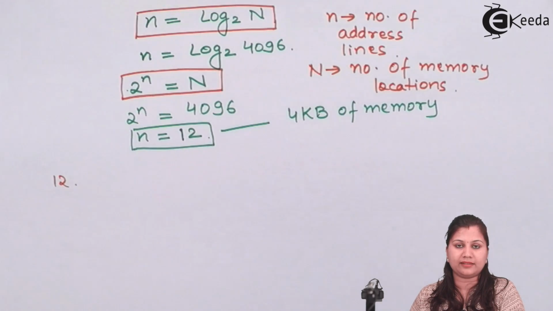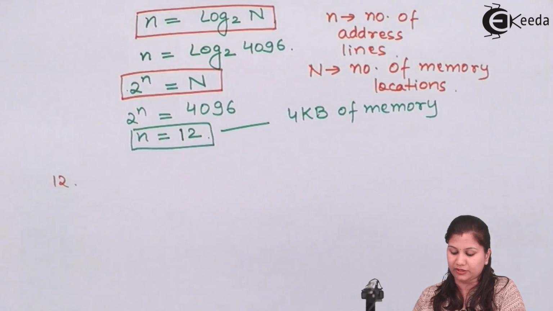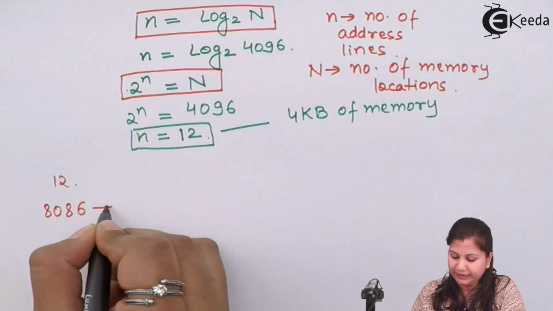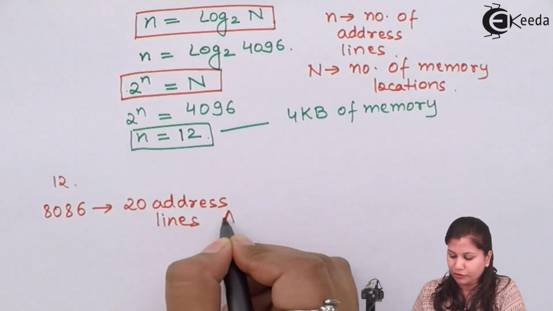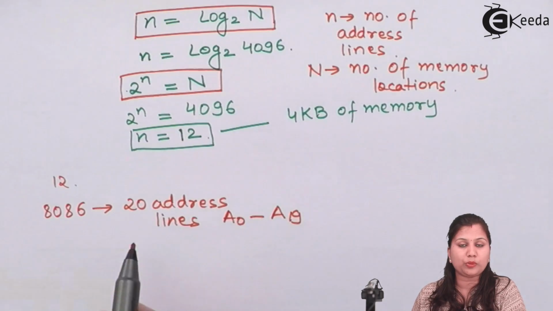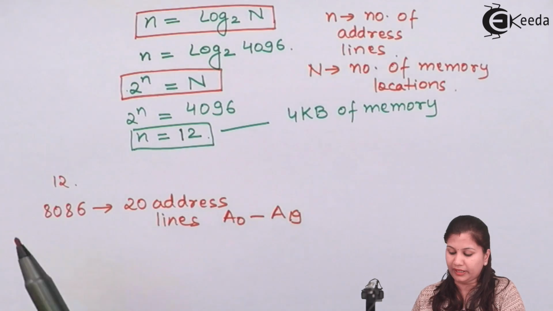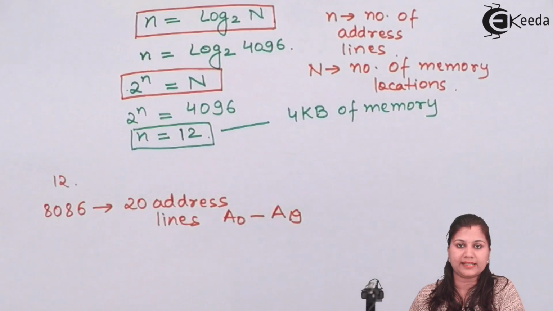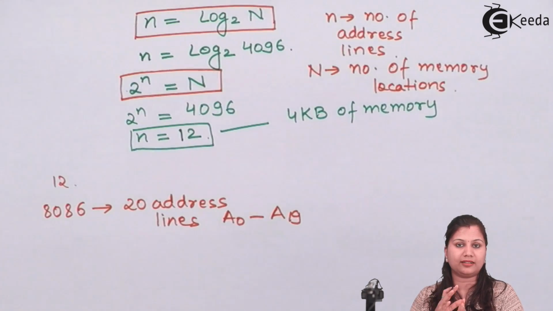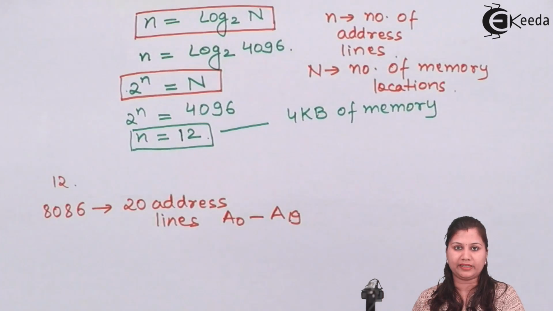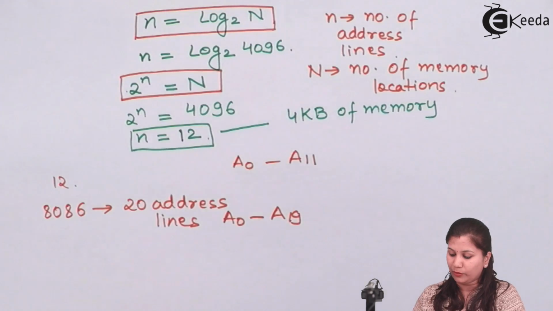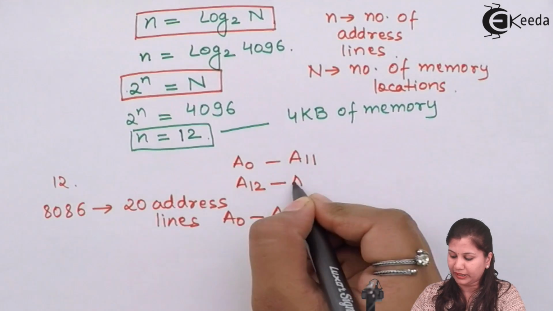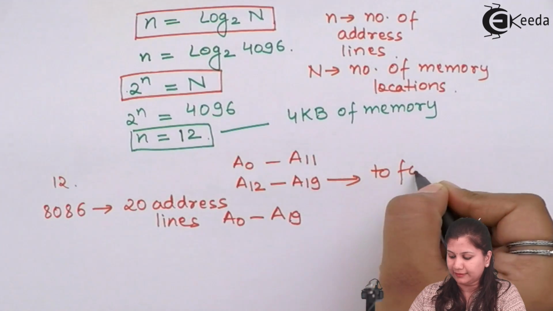Now suppose the microprocessor, like we are studying the 8086 microprocessor. The 8086 has 20 address lines, from A0 to A19. Out of these 20 address lines, only 12 will be required to address these 4096 memory locations. So if we are interfacing the 8086 microprocessor with a 4 kilobyte of memory, we will require only 12 address lines, that is from A0 to A11. So what about the remaining address lines? We can use the remaining address lines from A12 to A19 to form the chip select signal.